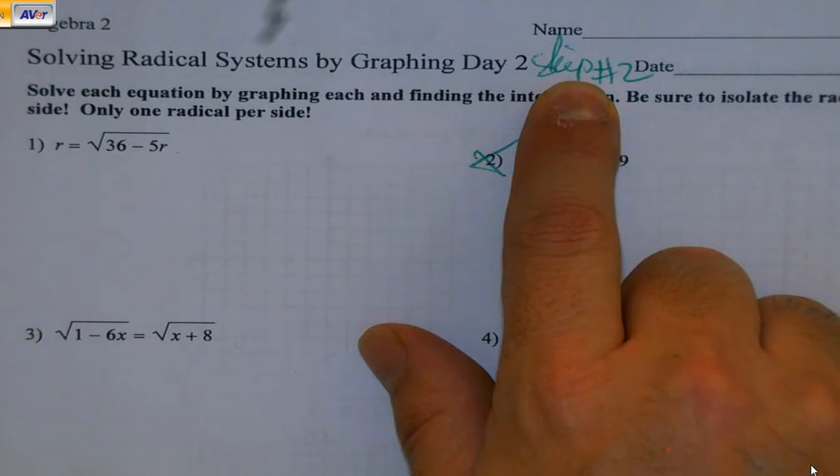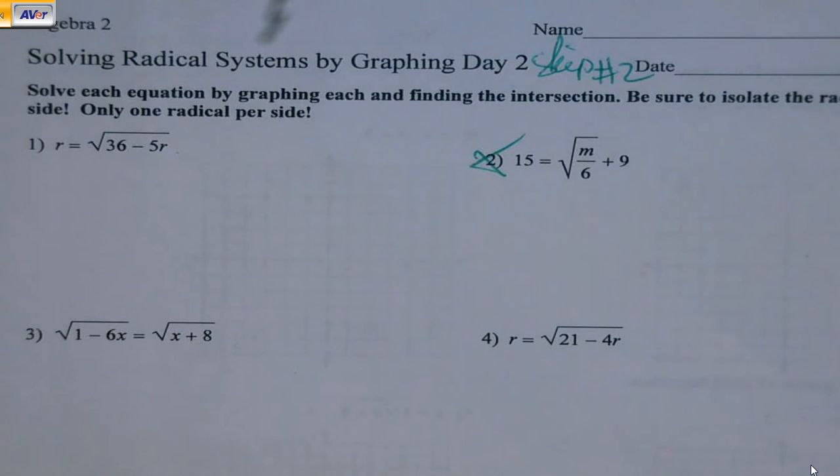In retrospect, I started keying this, and I'm like, woo, that answer is really, really big, and we're not going to be able to fit that on a graph. So that's not going to work out so well. So we're going to solve each equation by graphing each, finding the intersection. Isolate your radical if that is something you need to do.